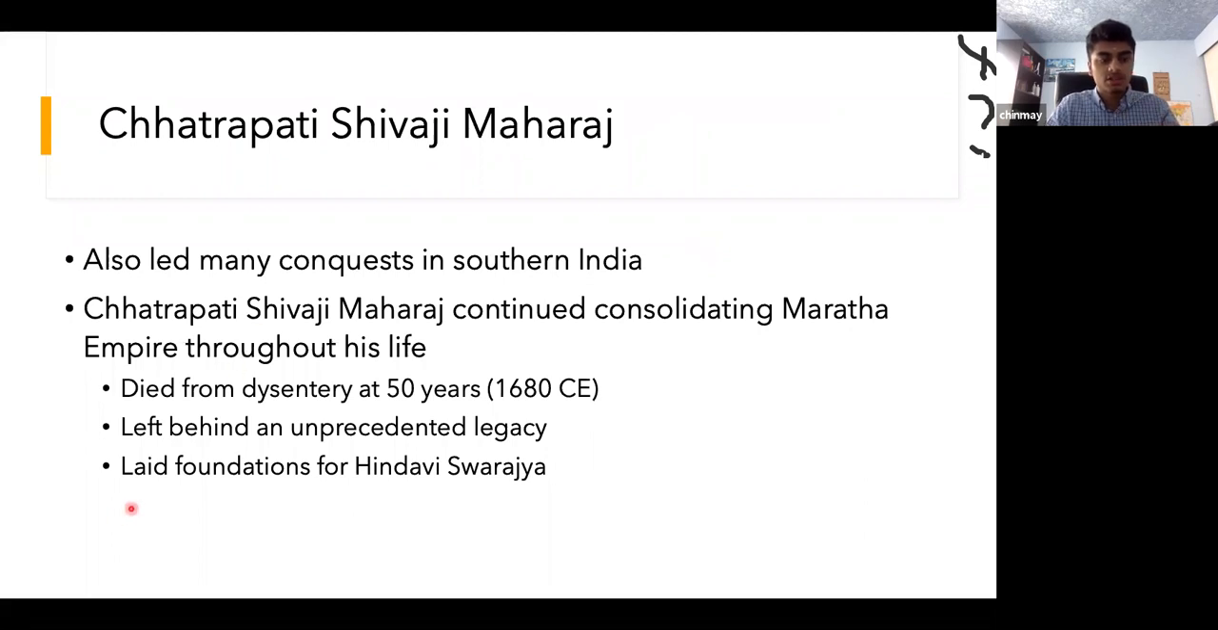Chhatrapati Shivaji Maharaj also led many conquests in southern India, and he continued consolidating the Maratha Empire throughout his life. He invaded Karnataka and expanded in the south as well, just as much as fighting his enemies in the north, such as the Mughal Empire. He eventually died from dysentery at 50 years old, but he left behind an unprecedented legacy because he laid the foundations for the Hindavi Swaraj, which would be continued on. Following the death of Shivaji, there would be a few more kings, in which we would see another great personality come up, Peshwa Bajirao, which we will talk about in a bit.